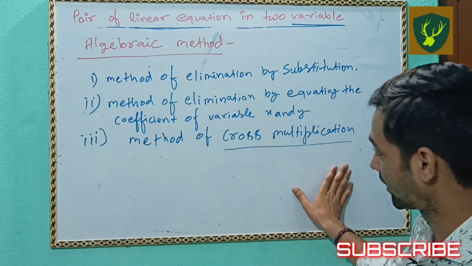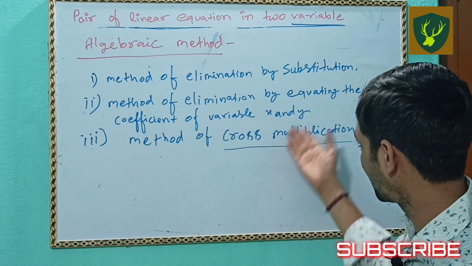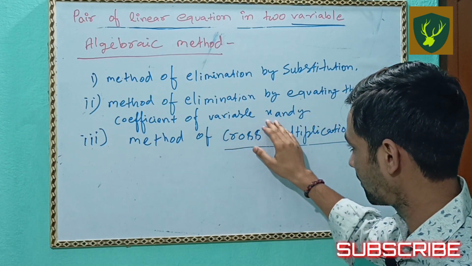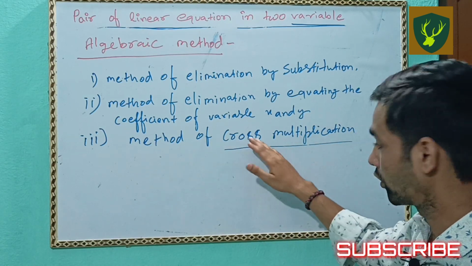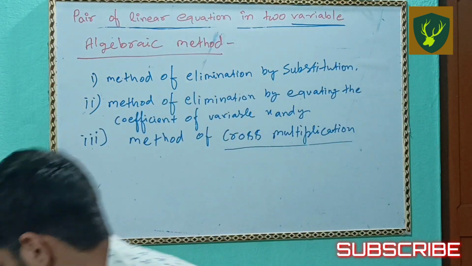चलिए अब देखते हैं कि एलिमिनेशन सब्स्टिट्यूशन मेथड से कैसे सॉल्व करते हैं, एलिमिनेशन मेथड से कैसे सॉल्व करते हैं, इक्वेट करके कोएफिशिएंट के वेरिएबल को, and the third one, the method of cross multiplication, और तीसरा क्रॉस मल्टीप्लिकेशन के मेथड से कैसे किसी क्वेश्चन को सॉल्व करते हैं.